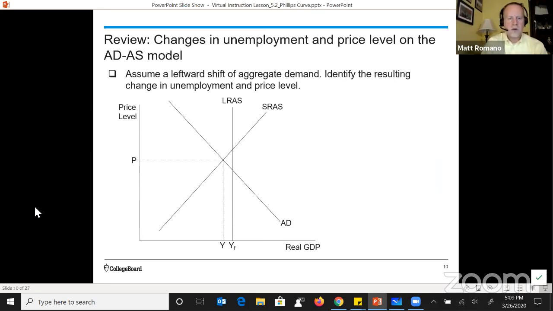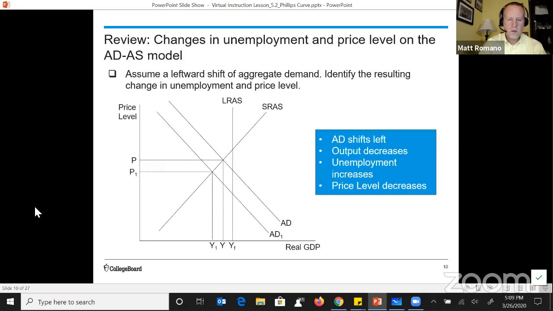Let's move AD the other direction and see if that still holds true. Assume a leftward shift in aggregate demand, identify the resulting change in unemployment and price level. So here we are, at our original short run equilibrium, P and Y. What's going to happen when we shift aggregate demand to the left? AD shifts to the left, we go from AD to AD1. And as you can see, as we move along that short run aggregate supply curve, the decrease in aggregate demand is going to decrease output.